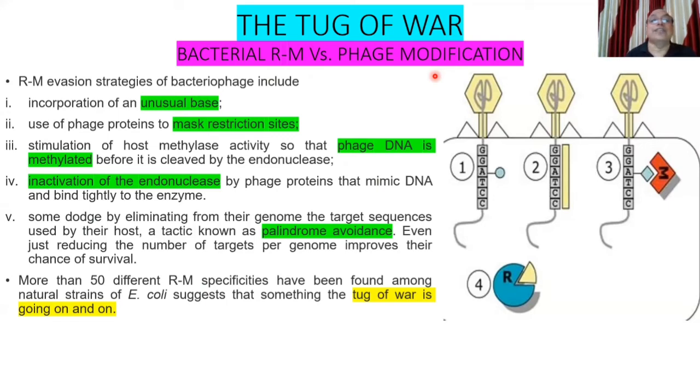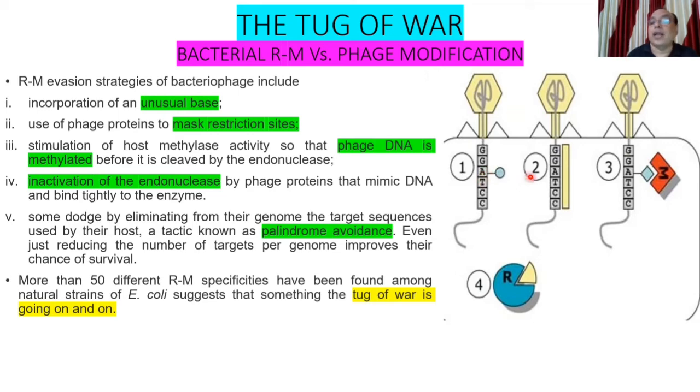But the bacteriophage is not sitting idle. It is also evolving at a quicker pace to counter the restriction enzyme. It counters the restriction enzyme by directly binding and inactivating it, or it counters the restriction enzyme by befooling it. How does it befool the restriction enzyme?